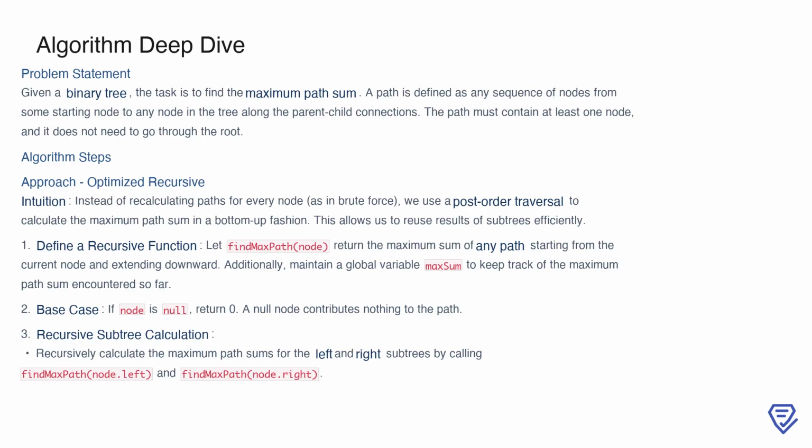We start by defining a recursive function findMaxPath, which determines the maximum sum of any path starting from the current node and extending downward. Alongside this, we maintain a global variable maxSum to track the highest path sum encountered throughout the traversal. For the base case, if the current node is null, it contributes nothing to the path, so we return 0. Then, for each node, we recursively compute the maximum path sums of its left and right subtrees, which are the building blocks for calculating larger paths.